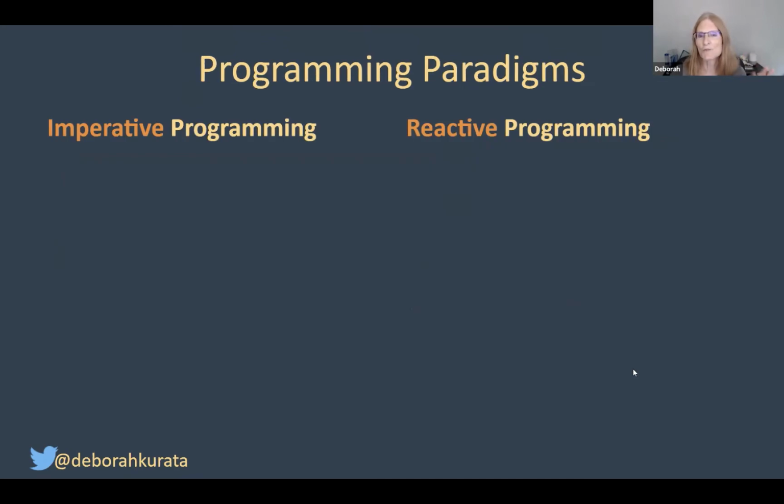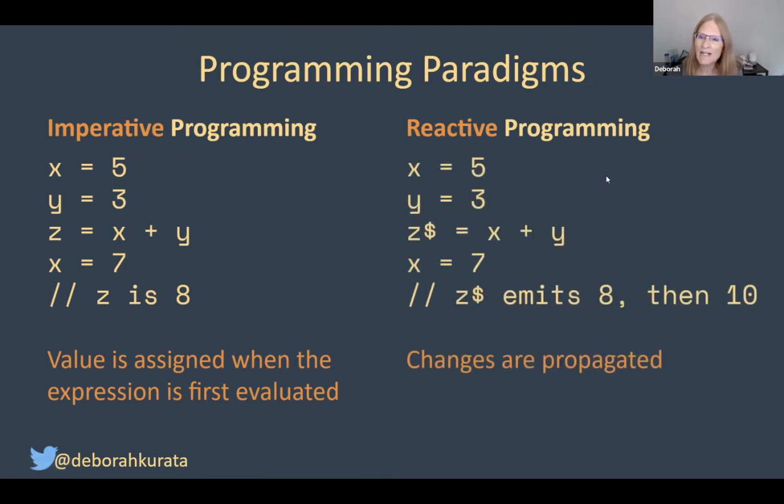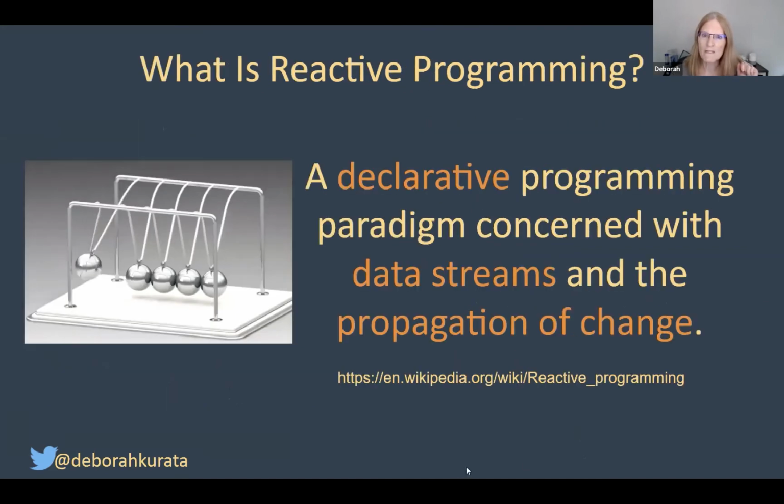All right, so we're talking about two different programming paradigms: an imperative programming style, which is the kind we normally use, where Z is 8 and the value is assigned when the expression is first evaluated, and reactive programming, where Z will emit 8 and then it will emit 10. So it's going to respond and react to changes, and those changes can be propagated as we just saw.